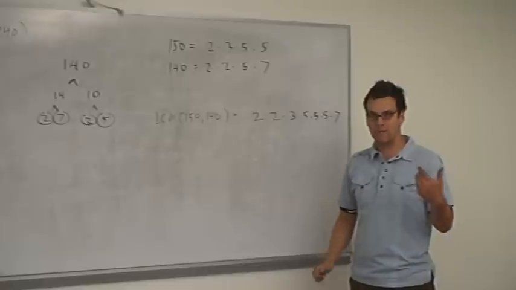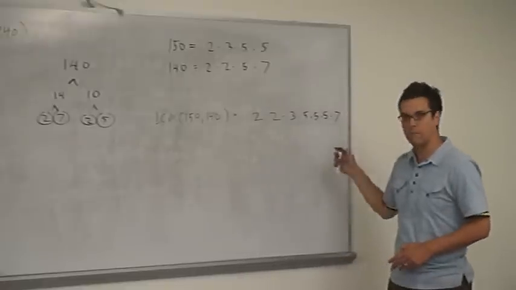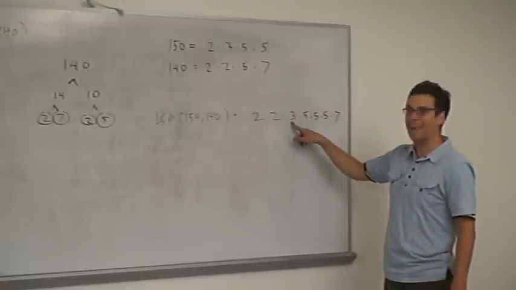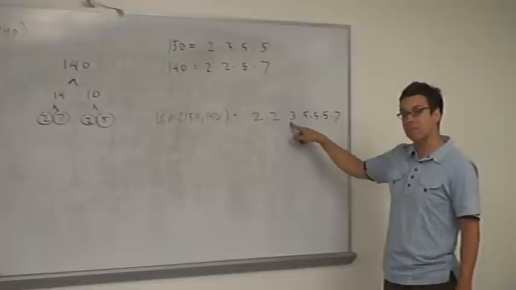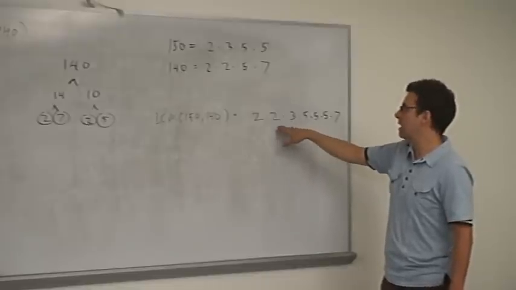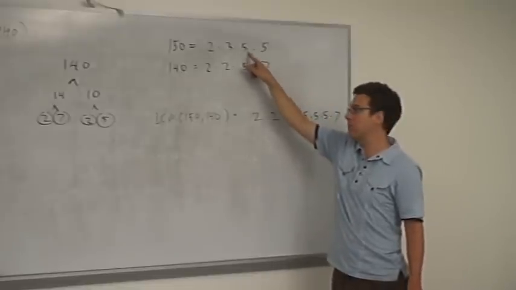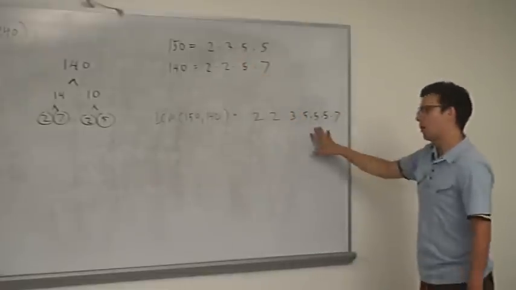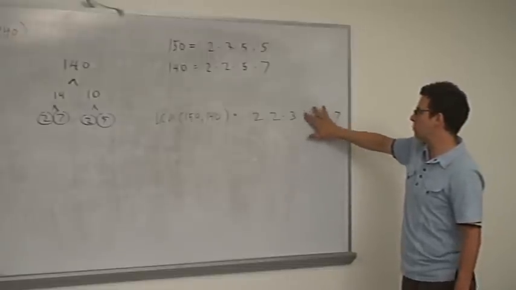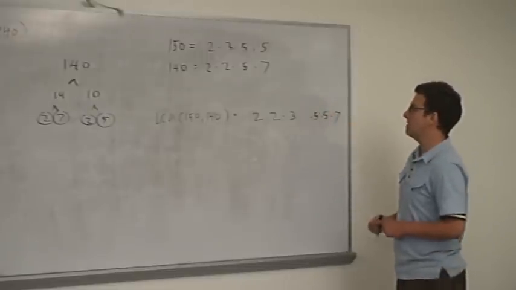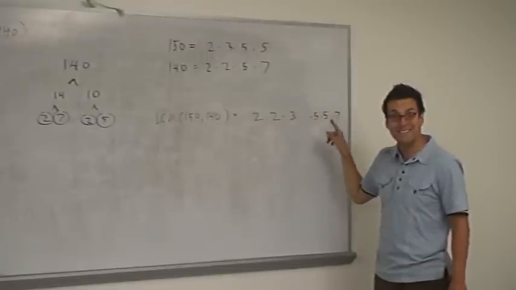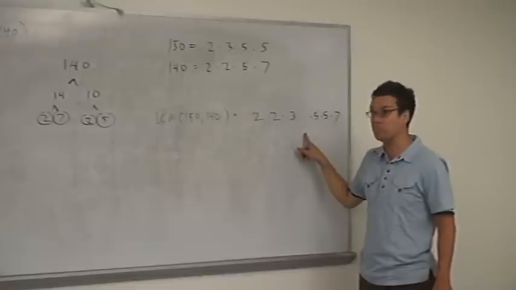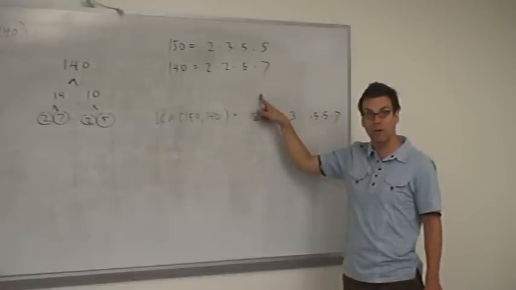And now I can carry out this procedure for all of the prime numbers. We see that I cannot erase this 3, because if I erase this 3, this number would no longer be a multiple of 150, because 150 has a factor of 3 in it. What about the 5s? If I erase one of these 5s, notice that this number that I obtain is still a common multiple of both 150 and 140, right?